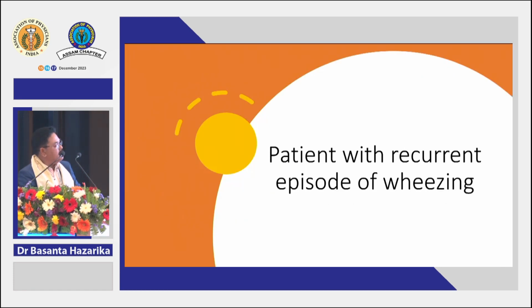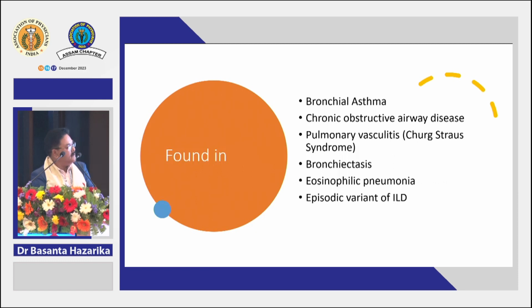So my second case is a patient with recurrent episodes of wheezing. If a patient comes with wheezing, usually we think of bronchial asthma, chronic obstructive airway disease, pulmonary vasculitis like Churg-Strauss syndrome, bronchiectasis, eosinophilic pneumonia, and an episodic variant of ILD. Usually we think of those diseases, but some rare diseases can also present as recurrent episodes of wheezing.